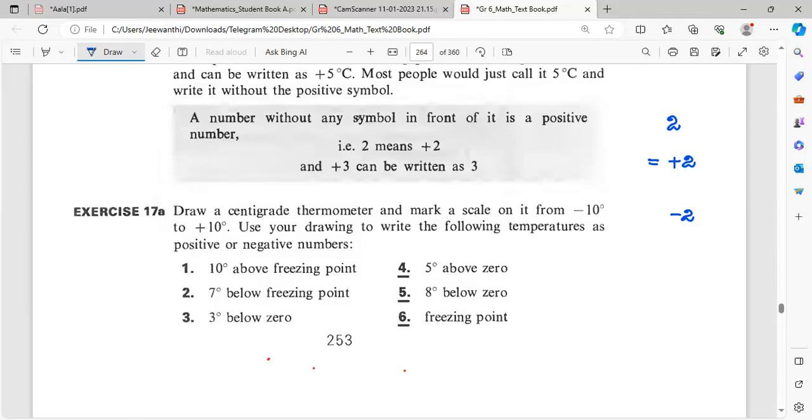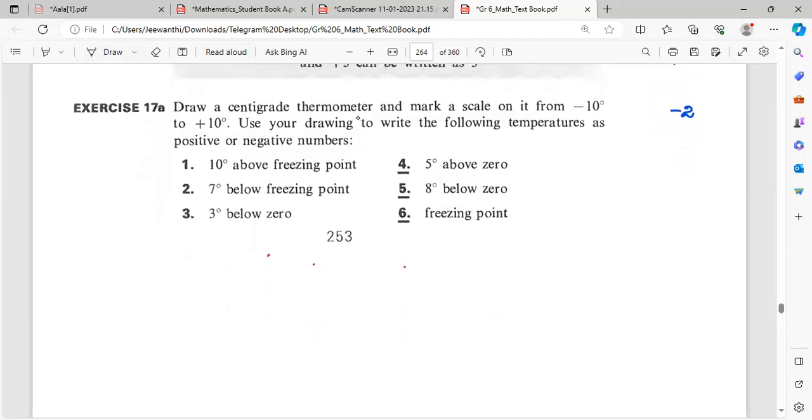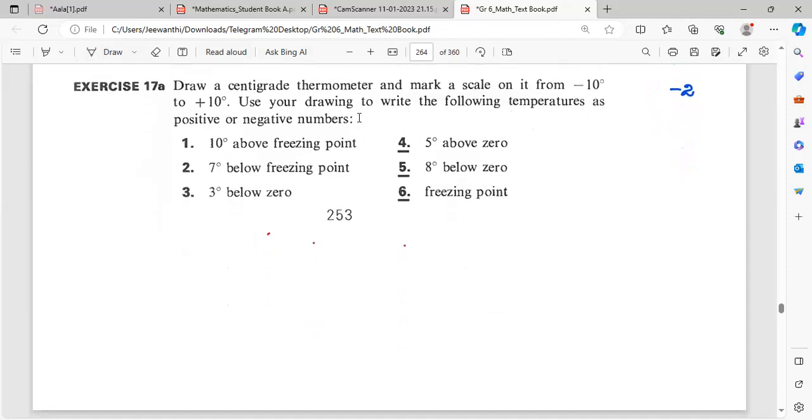Now we'll draw a centigrade thermometer and mark a scale on it from negative 10 to positive 10. Now children, what we need to do, tell me, we are going to draw a thermometer, right? For that, let's say we'll take a line like this, then it's easier for me.